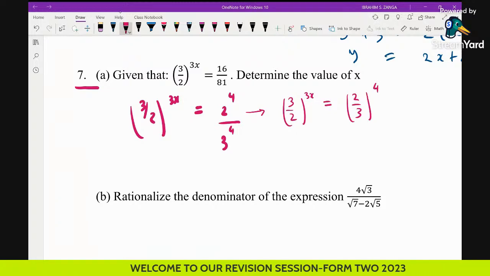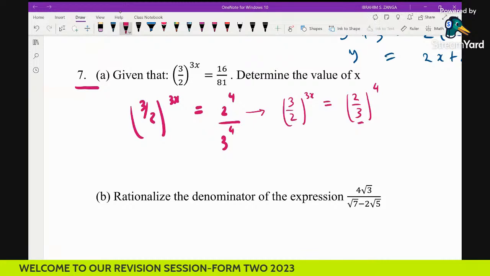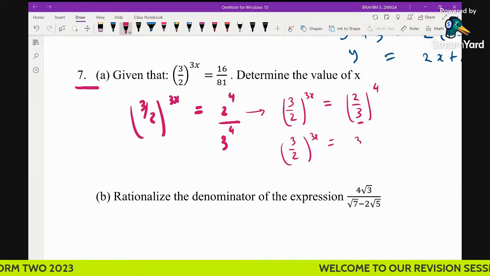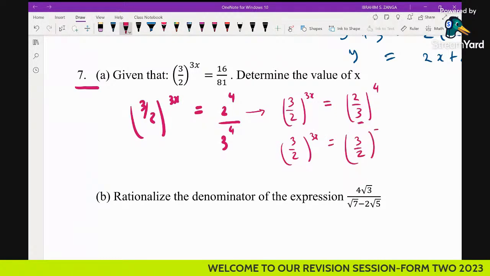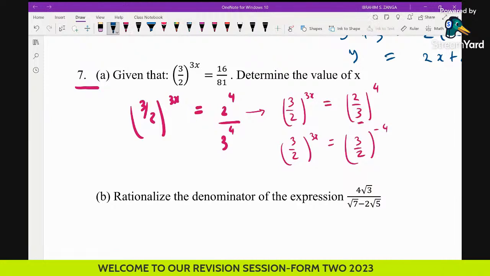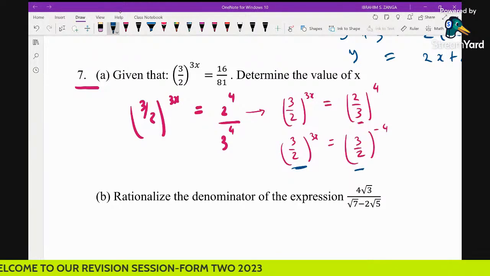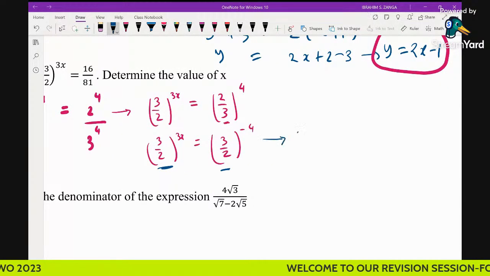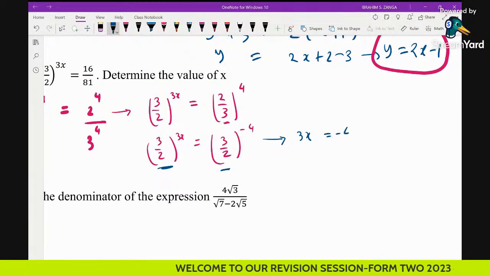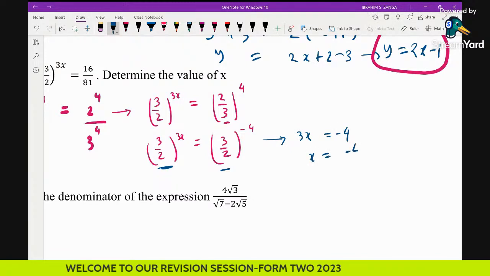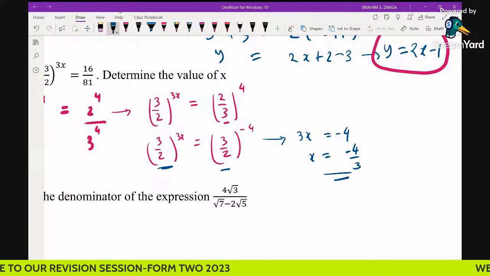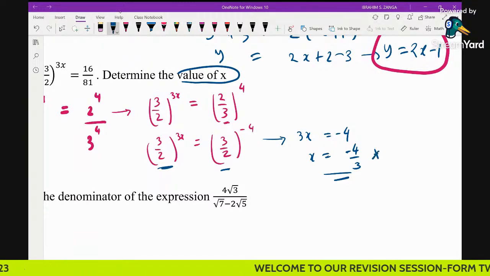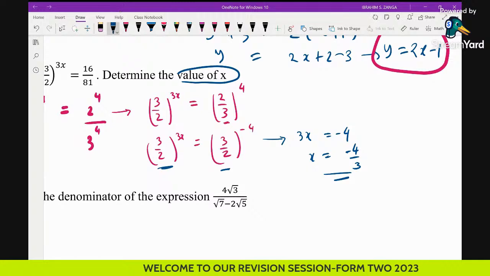But then we can reciprocate this one here to be (3/2)^(3x) equals (3/2)^(-4). And by doing that, now you can see that the bases are the same. And when bases are the same, dear students, we can compare exponents. So you can say that 3x equals negative 4. The value of x will be negative 4 over 3. And we were supposed to determine the value of x. And the value of x, dear students, is negative 4 over 3.